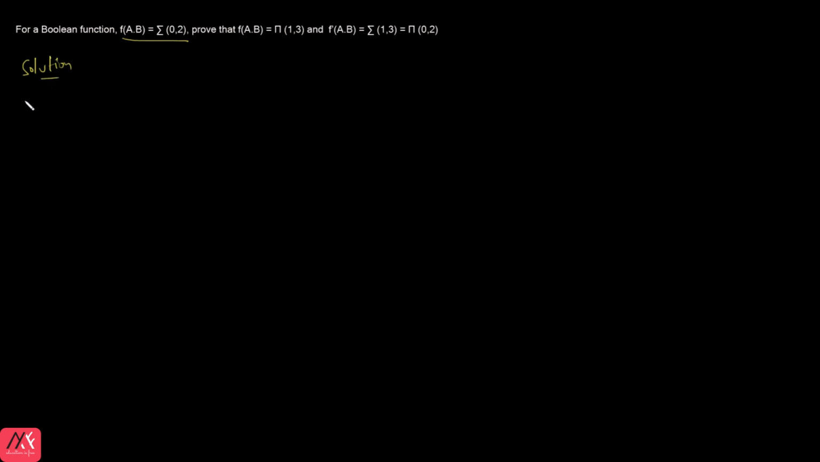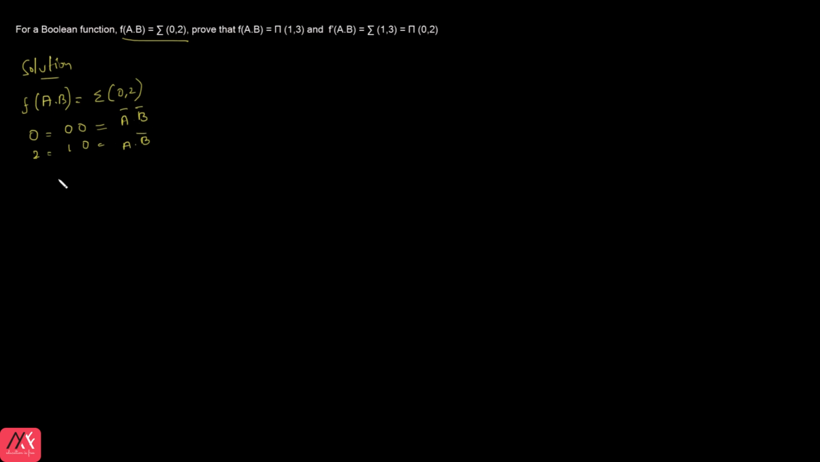Given data is f of a, b, which is equal to minterms 0, 2. So we have a 0 and a 2. We can convert this 0, 2 as 2 bits: 0, 0 and 1, 0. For 0, 0 minterm, how can we write a and b? A bar dot b bar. For 1 and 0, a is 1 so a is a, and b is 0 so b bar.